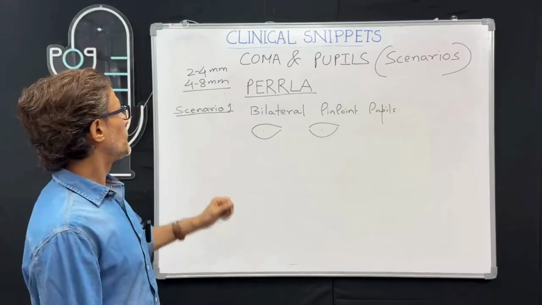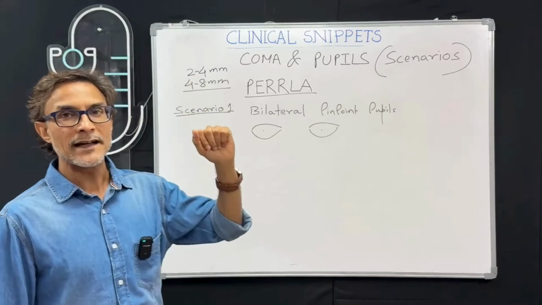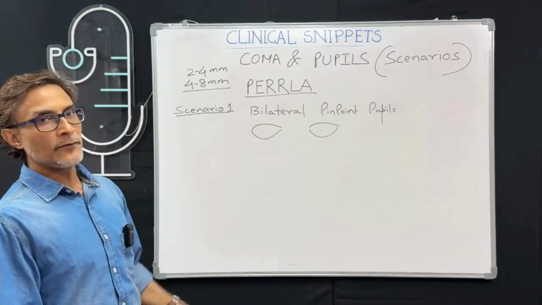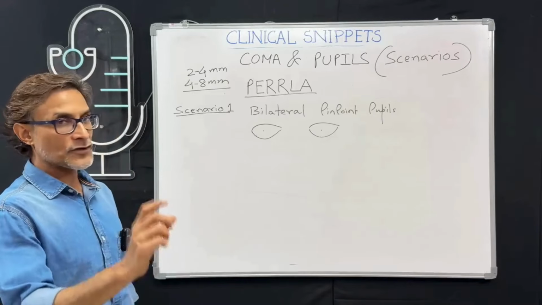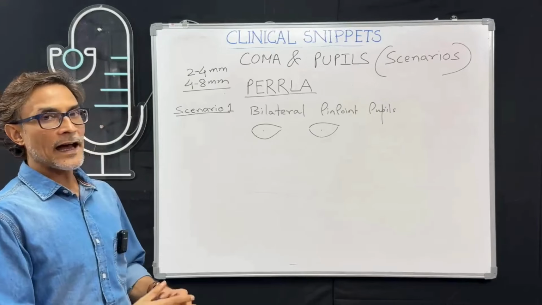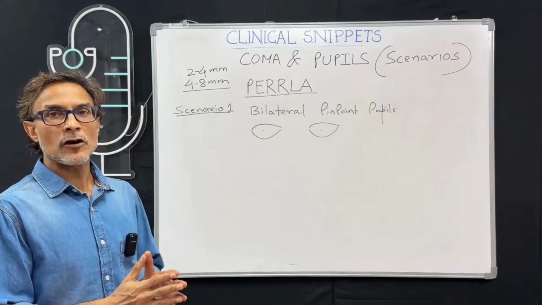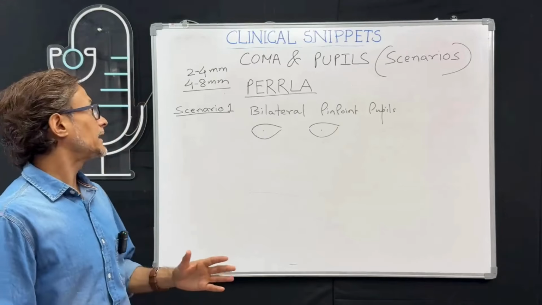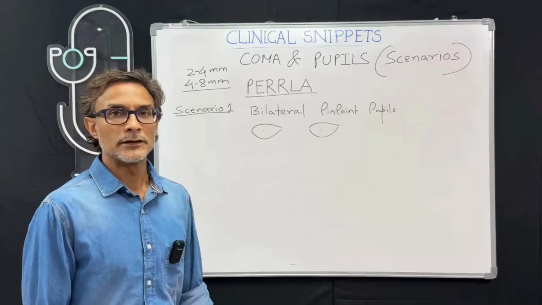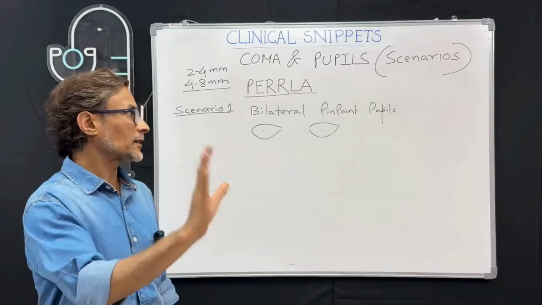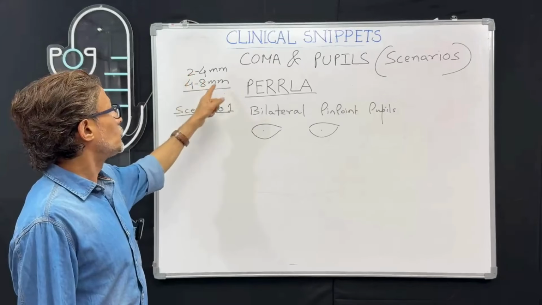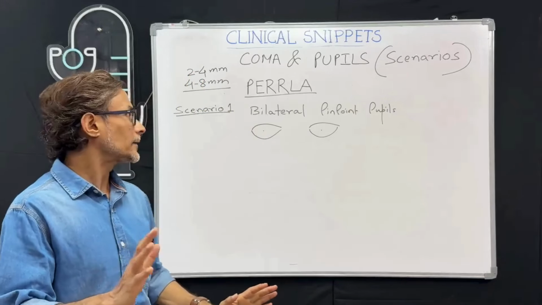The normal pupil is usually 2 to 4 millimeter in diameter. If you throw a bright light into the pupil, the pupil constricts. In the dark, in a normal person, the pupil can dilate up to 4 to 8 millimeter. And in the brightest of light it can constrict to 2 to 4 millimeter. So basically the range from 2 to 8 millimeter is a normal pupil.